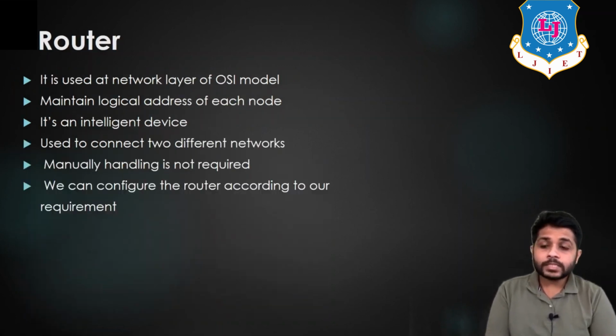Now the next device is the router. The router operates at the network layer. So again it is a smart device, and the router maintains a table which is known as the routing table. Generally the function of the router is to deliver the data from one network to another network.